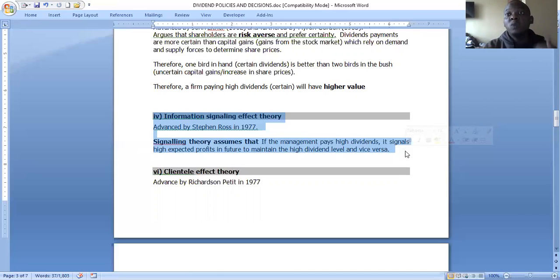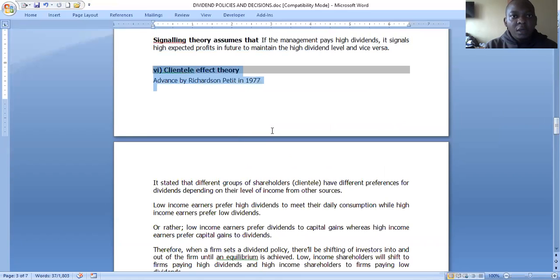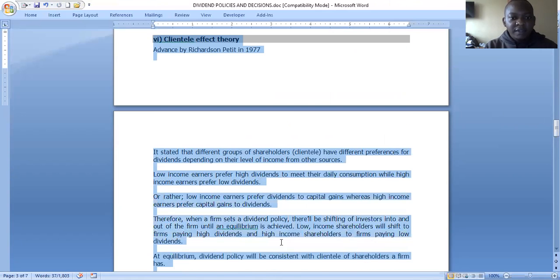So the management is sure, believes in itself that it will be able to generate high profits, high cash flows in future. It will be able to declare high dividends because it believes that it will be able to generate high cash flows to pay these dividends, and vice versa. That is according to the signaling effect theory that was advanced by Stephen Ross in 1977. And then you have the clientele effect theory, advanced by Richardson Pettit in 1977.